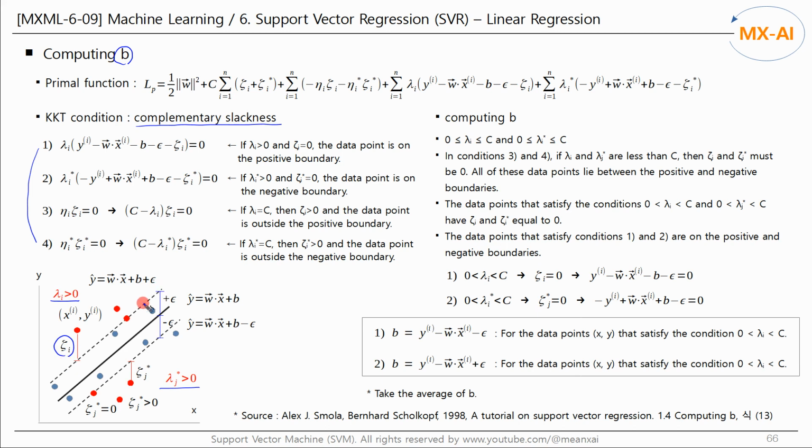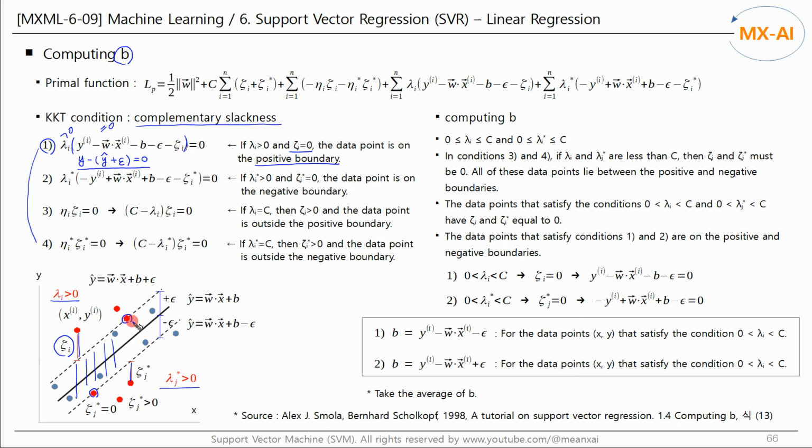The data points on the positive and negative boundaries have a zeta of 0, and the data points outside the boundaries have a zeta or zeta star greater than 0. And the lambda and lambda star of the data points between the positive and negative boundaries are both 0. In this equation, if lambda is greater than 0, this part will be 0. Among those with lambda greater than 0, those with zeta of 0 are on the positive boundary. This is because the actual y minus y hat plus epsilon is equal to 0.